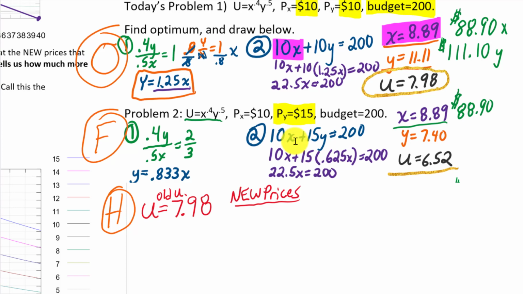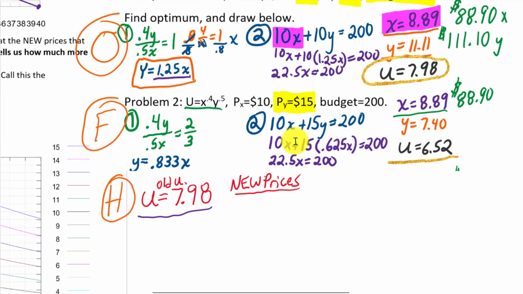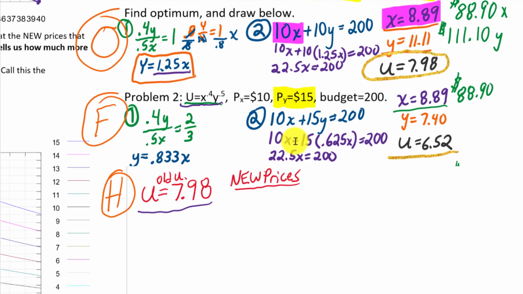Firstly, if this person's utility is going to be 7.98, then let's take this utility function, x to the 0.4 times y to the 0.5. However much x and y this person is going to be able to buy has to give their old utility. We want to erase the fact that now they're sad because the price went up. So that's our equation number one.